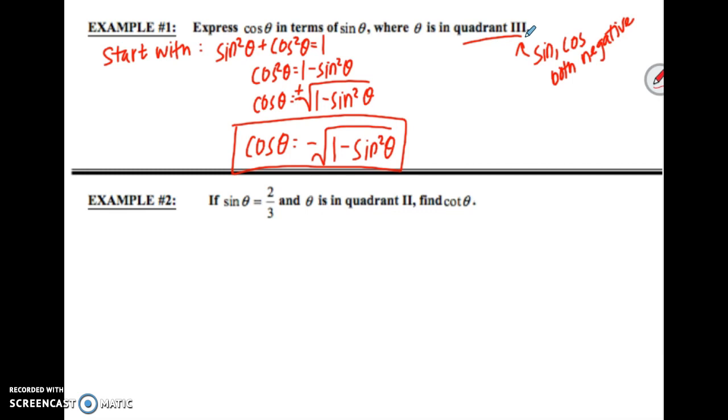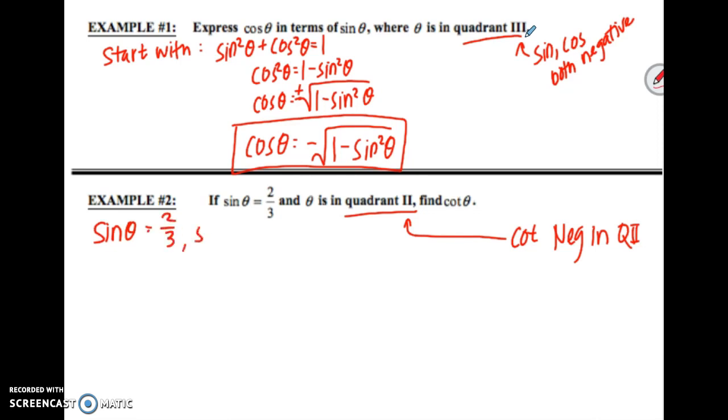For our second example, it says if sine of theta equals 2/3 and theta is in quadrant 2, we're going to find cotangent of theta. So we're given that theta is in quadrant 2. This tells us that cotangent is negative in quadrant 2. And we know that sine of theta equals 2/3. So cosecant of theta equals 3 over 2, just by understanding that sine of theta is the reciprocal of cosecant of theta.